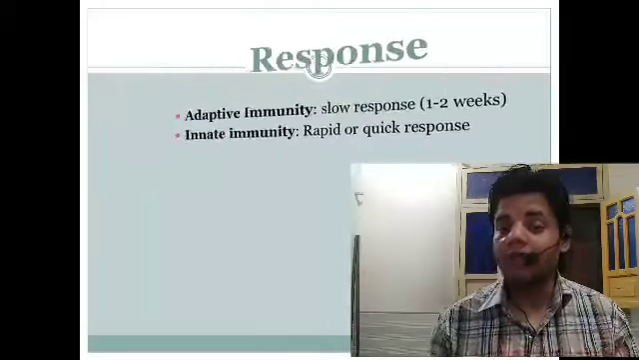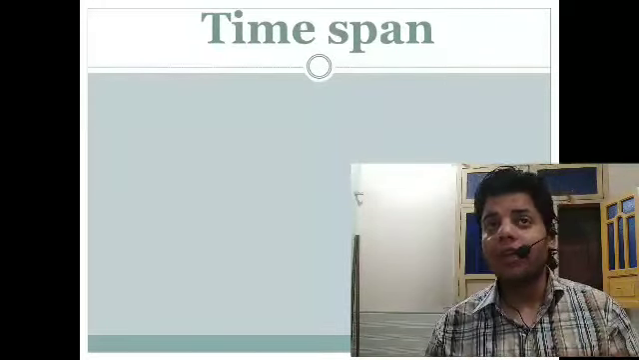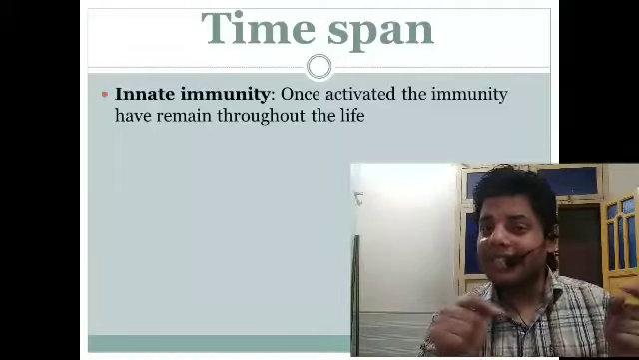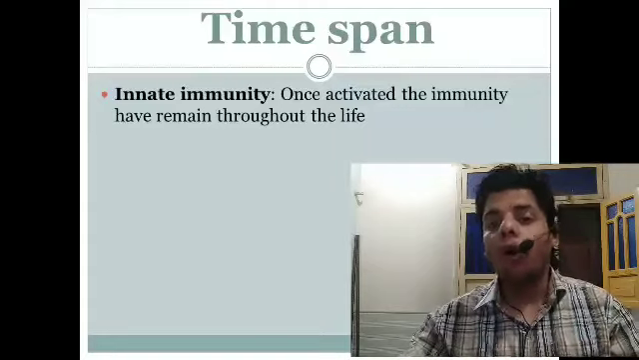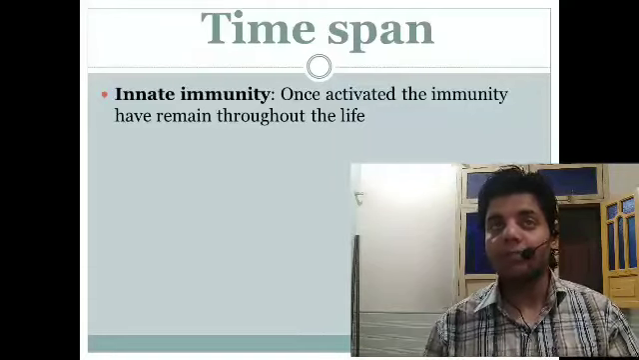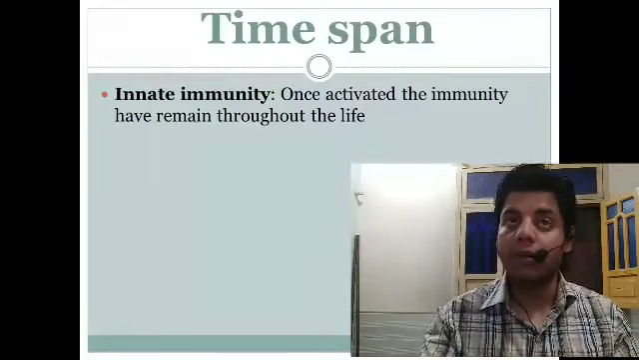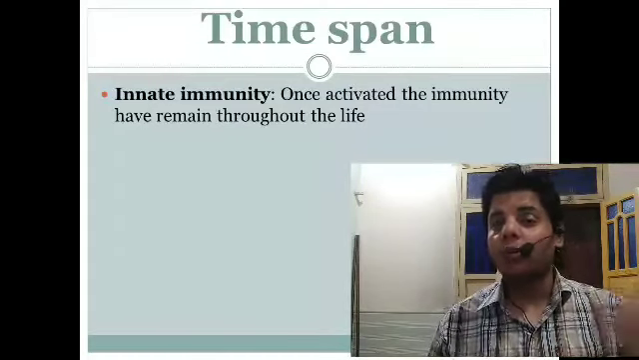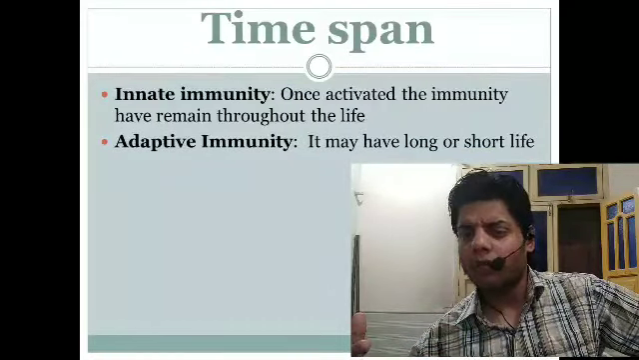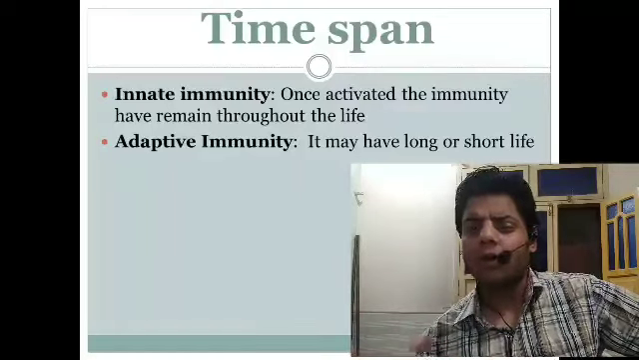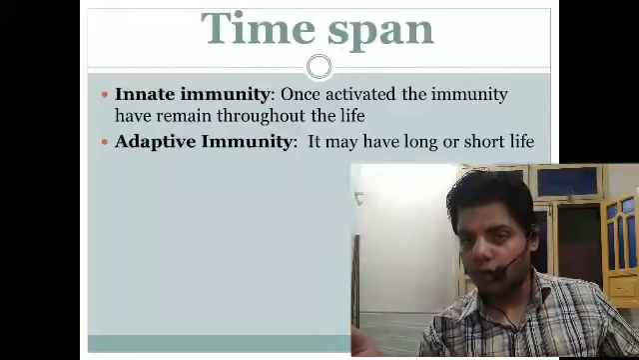Now, let's talk about the time spans of innate and adaptive immunity. In the case of innate immunity, once it is activated inside the human body, it may be present in our body at all times, in our whole life. On the other hand, if we talk about the lifespan of adaptive immunity, sometimes it is long term or sometimes it has a short life.